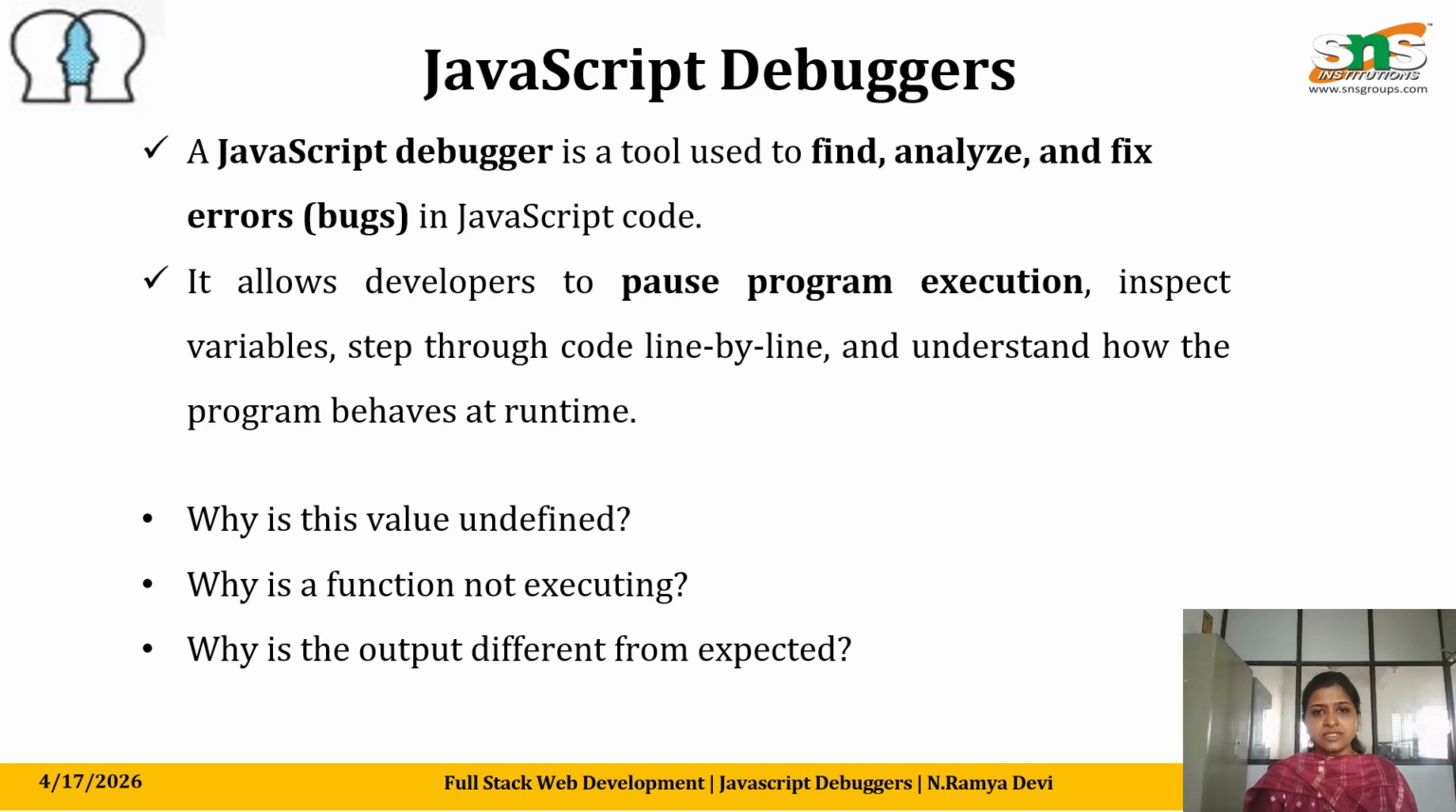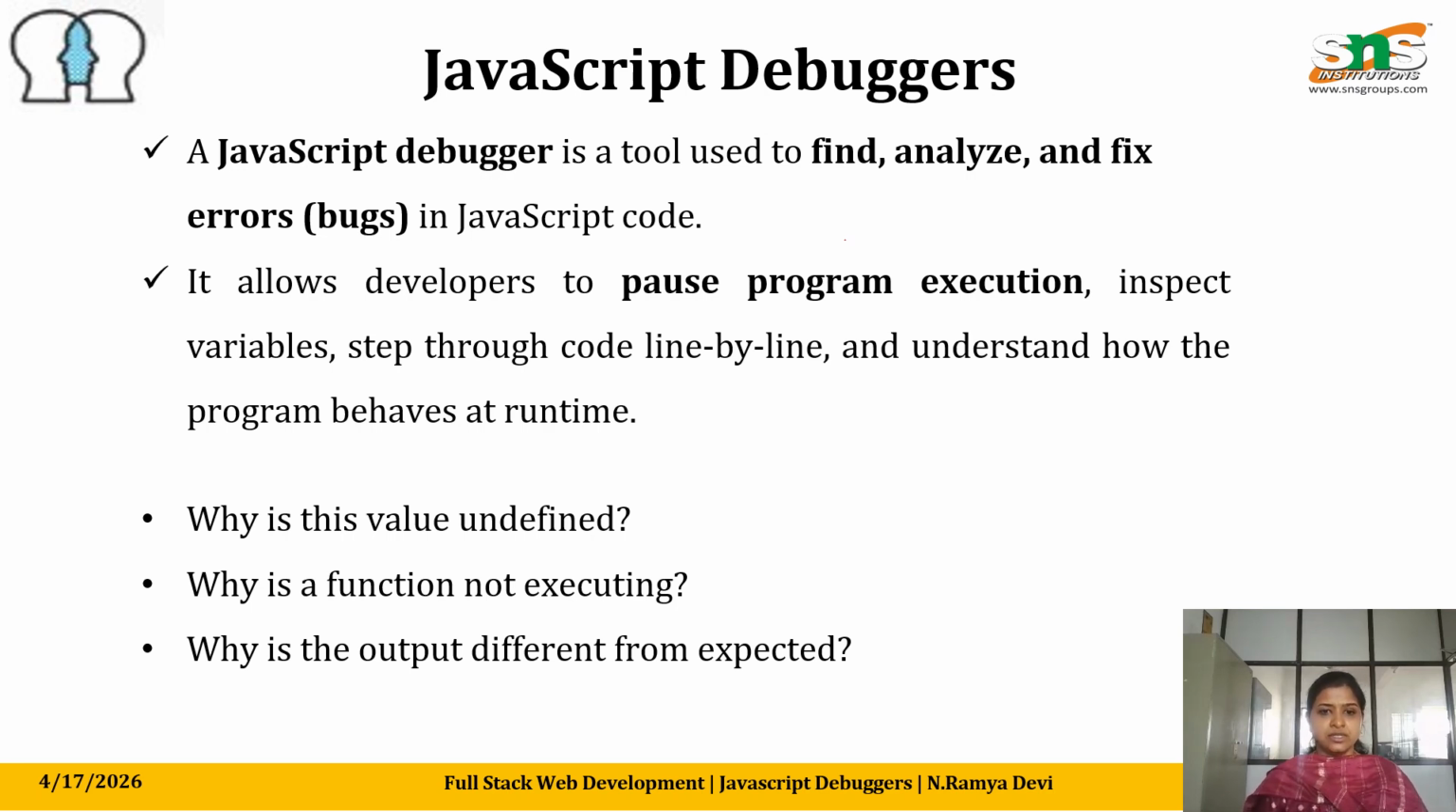A JavaScript debugger is a tool used for finding, analyzing, and fixing errors in JavaScript code. It allows developers to pause program execution, inspect variables, step through code line by line, and understand how the program behaves at runtime. Why is this value undefined? Why is a function not executing? Why is the output different from expected? These types of errors can be handled and analyzed by using debugging tools.